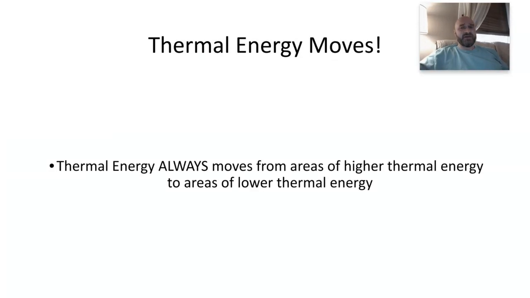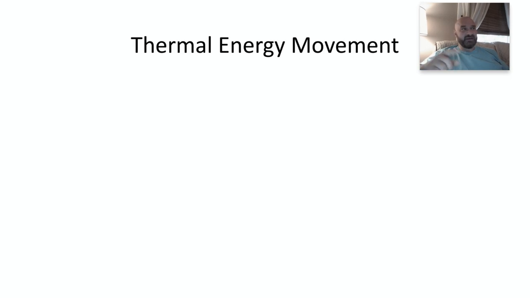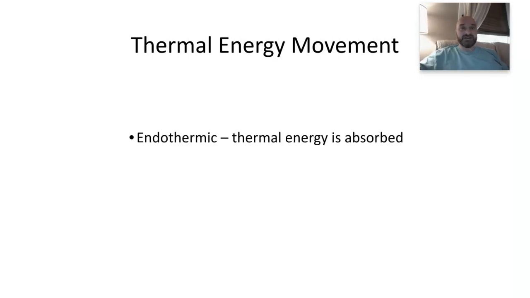All right. Thermal energy always moves from areas of high thermal energy to areas of low thermal energy. And your book's going to have an activity where you draw arrows. You have to draw the arrow or shade in an arrow which way you think the thermal energy is going to move. It's always, always, always going to go from the warmer object to the less hot object.